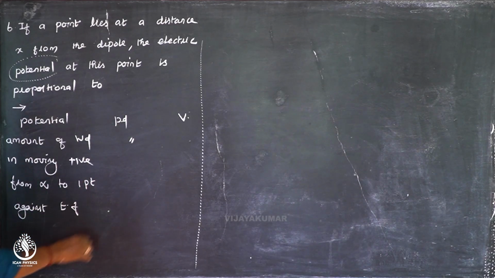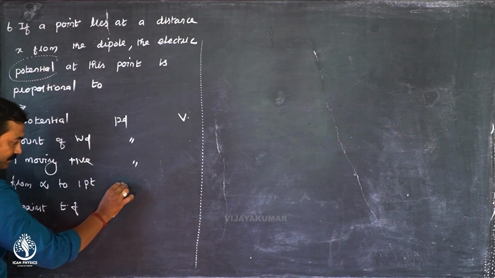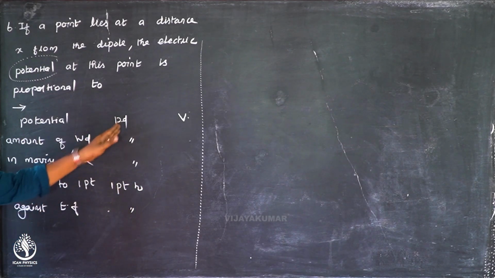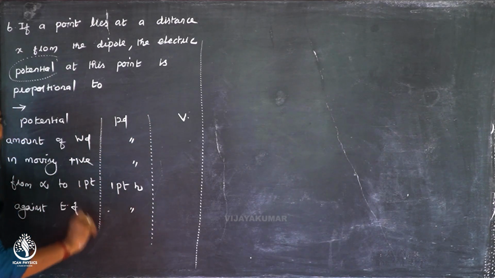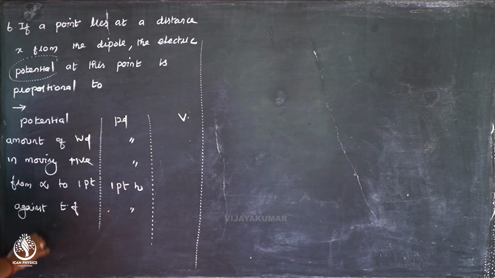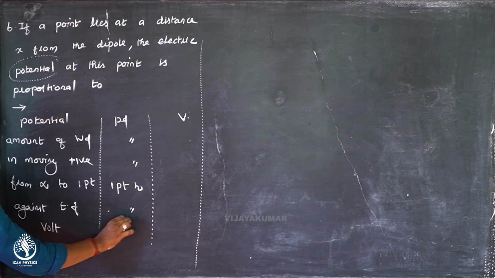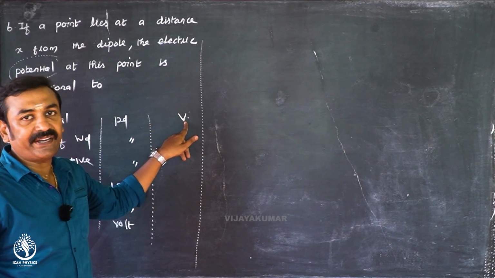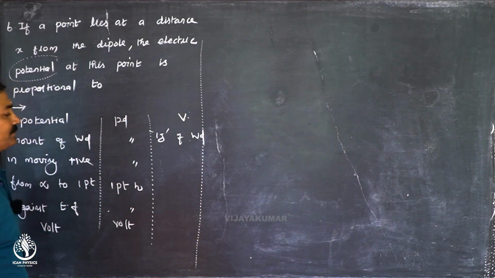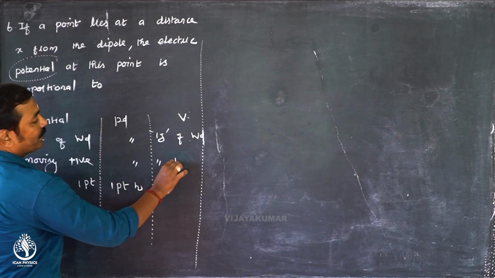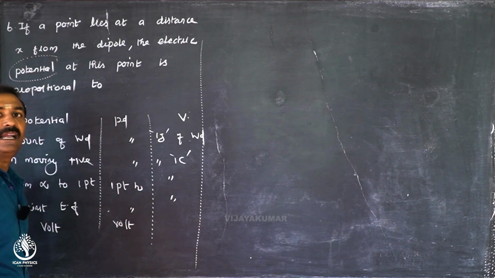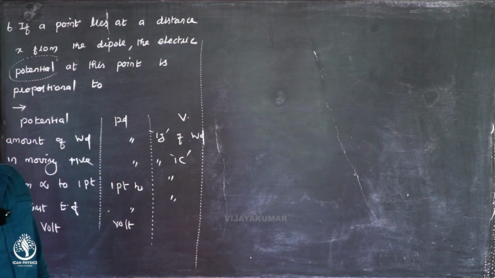The amount of work done in moving a unit positive charge from one point to another point against the electric force is defined as potential difference. Next, the unit of potential and the unit of potential difference is volt. So define volt. One joule of work is done in moving 1 coulomb of charge from infinity to one point against the electric force is defined as 1 volt.